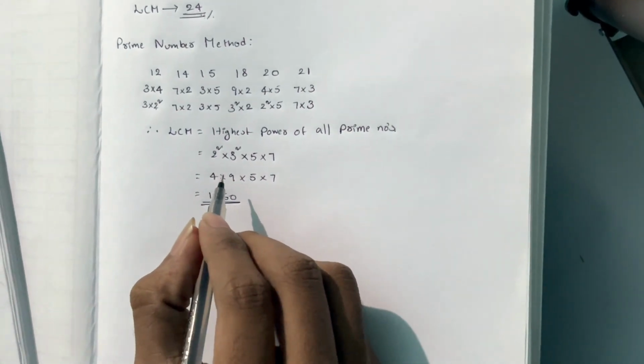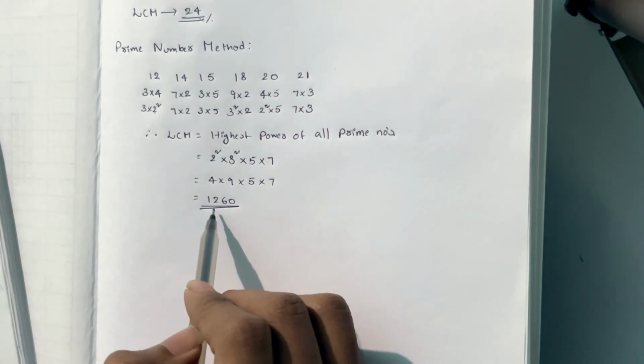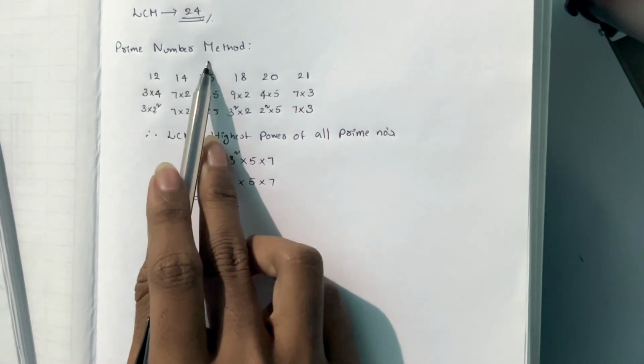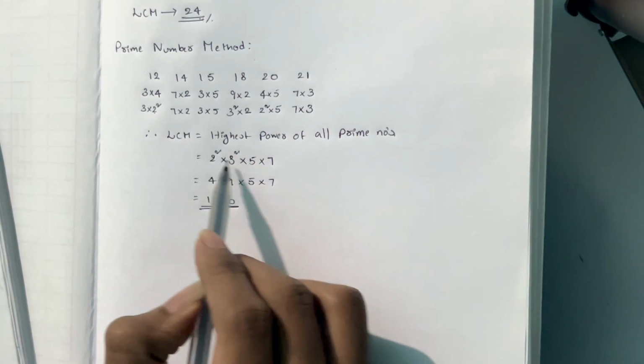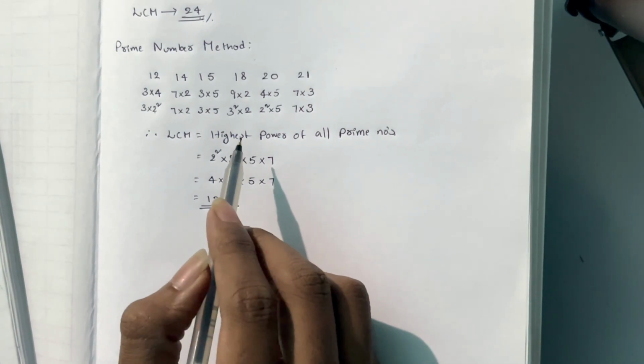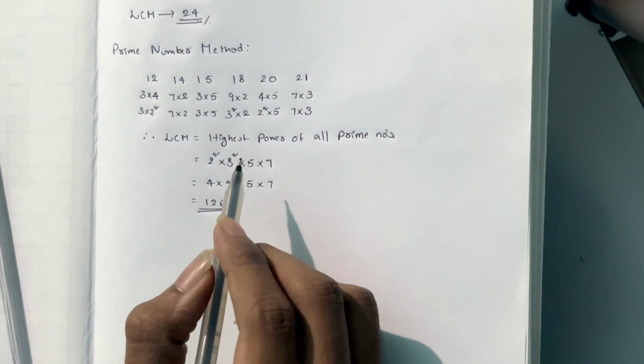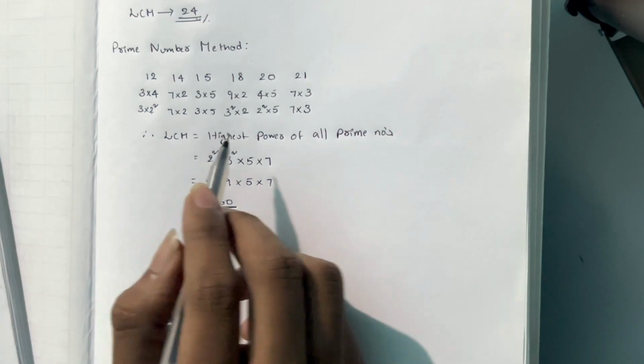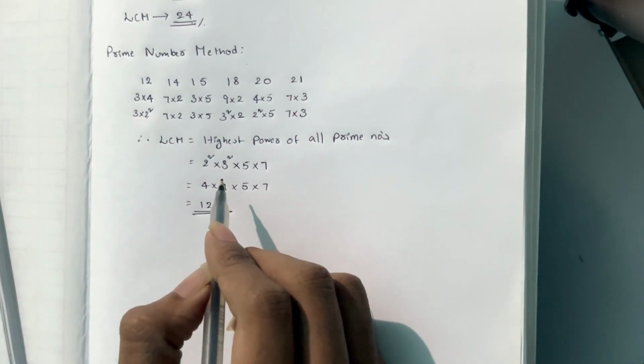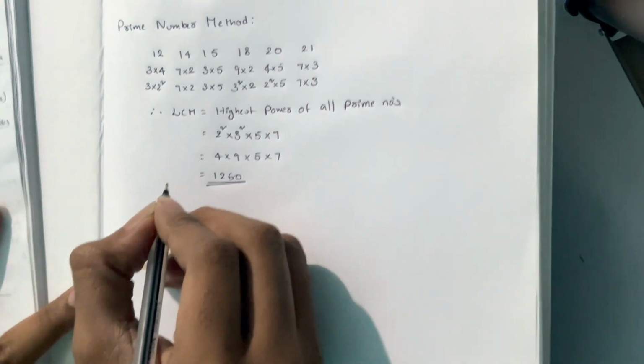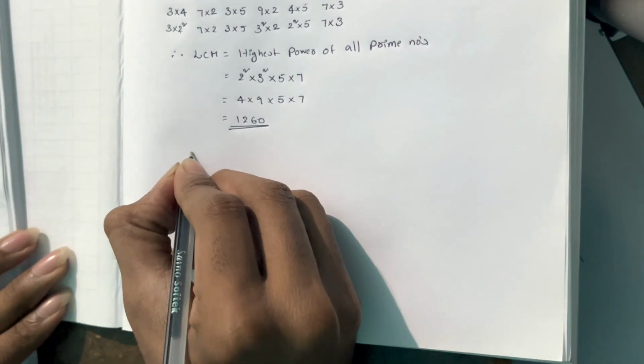In this way, we are able to find the LCM using the prime number method. This way is faster than the division method, which you can see in other videos. I'm now moving ahead to another example.